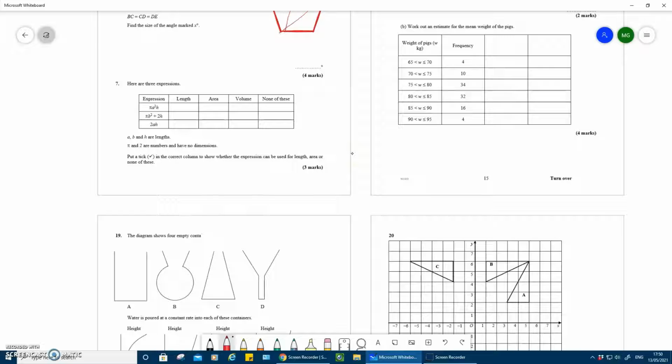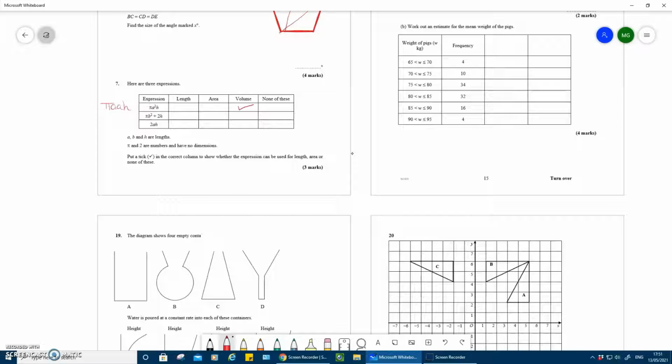I guess you haven't covered this, but I'll give you a quick idea. A length is just lengths added together. Area is where you've got a pair of lengths multiplied together, and volume is where you've got three lengths multiplied together. So here we've got pi, which is just 3.14, just a number. This first one is pi times a times a times h. It's three lengths multiplied together, so it's a volume.